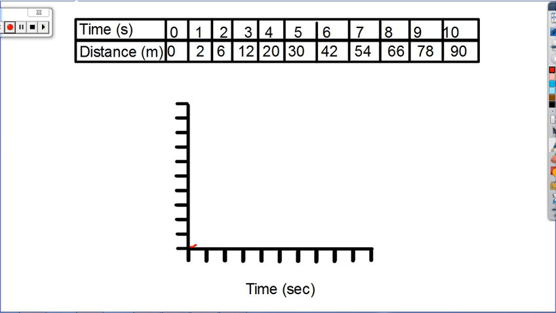So first of all, we can just graph this data: 0, 2, 6, 12, 20, 30, 42. So it's pretty much going up by 2, then up by 4, then up by 6. And so what you end up with almost looks like an exponential line all the way up to about the 6 seconds.